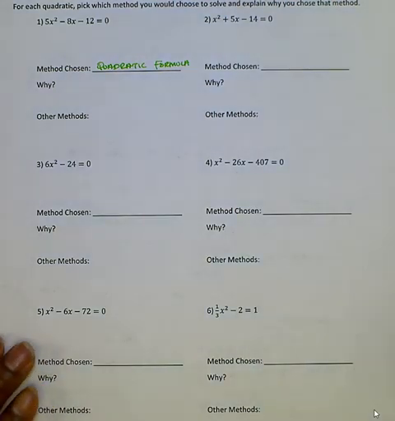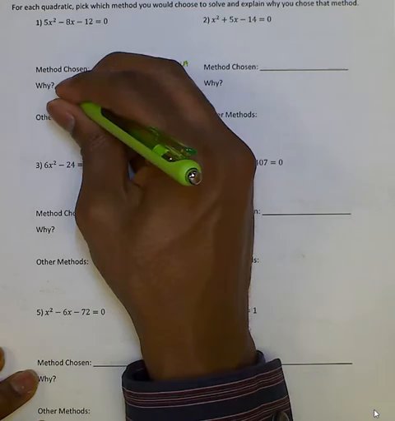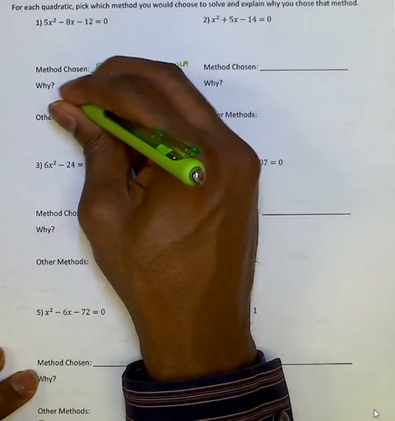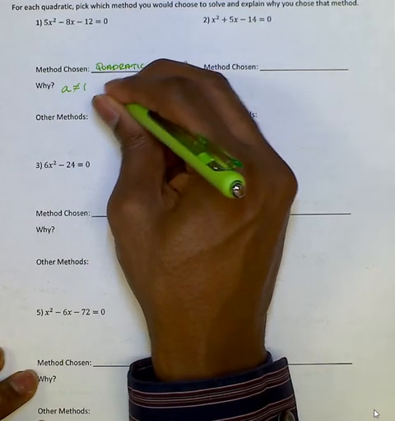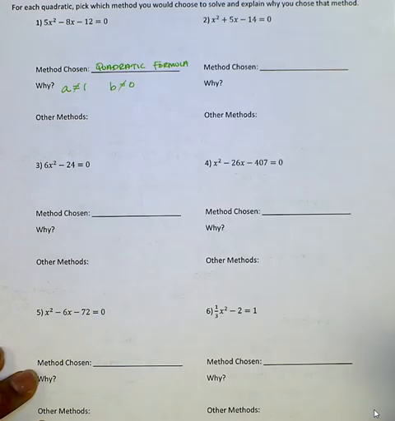Okay. Can't use square roots because there's a b value. I won't use completing the square because a is not 1. I won't use factoring again because a is not 1. And so I'd use the quadratic formula. A doesn't equal 1 and b doesn't equal 0. Okay. The other method that you could use is factoring.